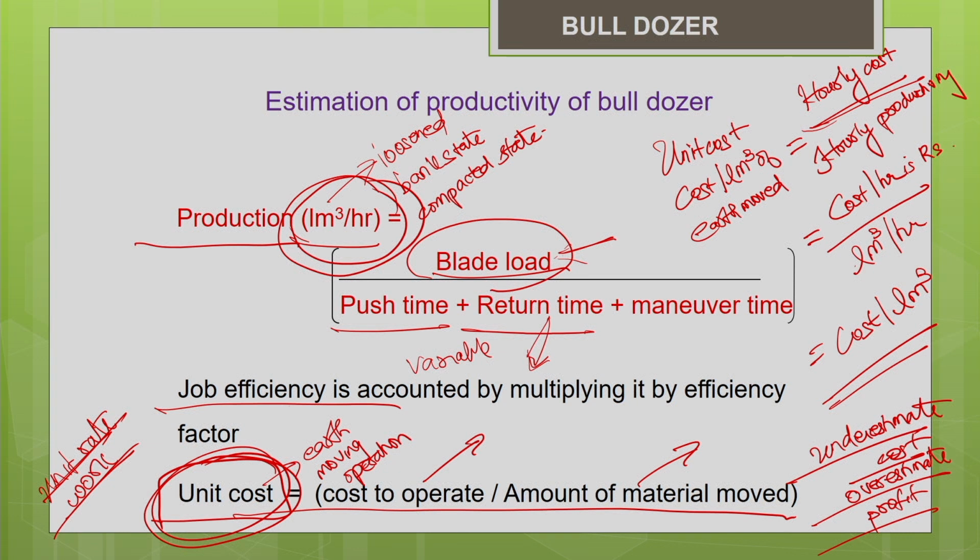What we discussed is one way of estimating the productivity. For that you need the information on the blade capacity, the haul distance, and the rolling resistance and grade resistance, so that I can find the speed of the machine. With that I can calculate the productivity.